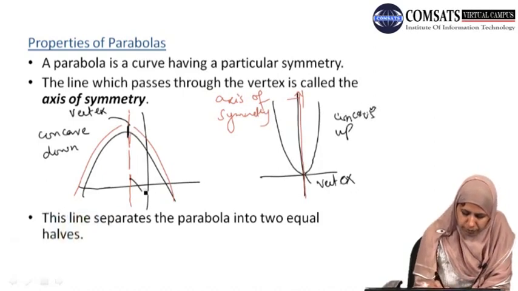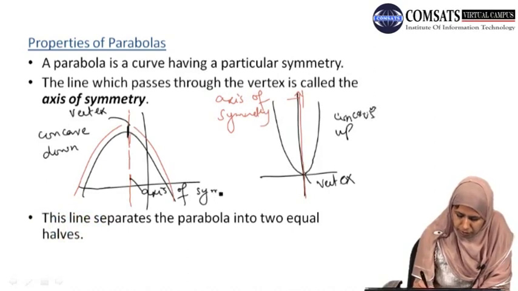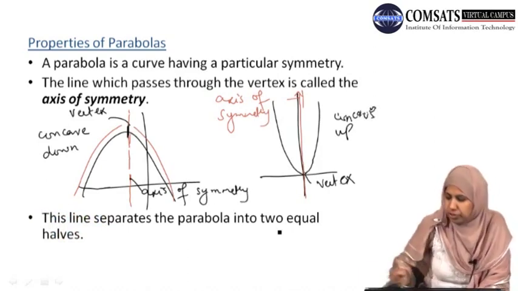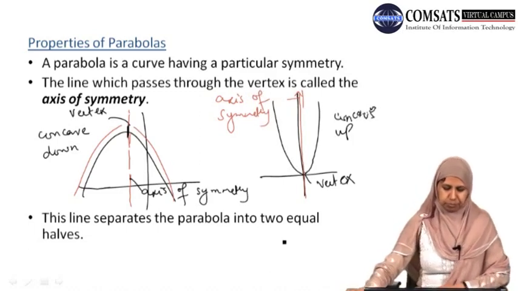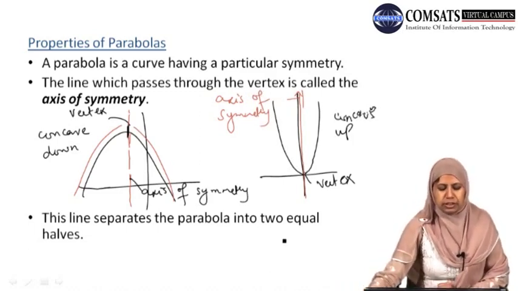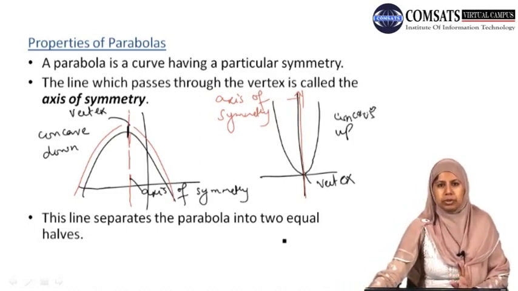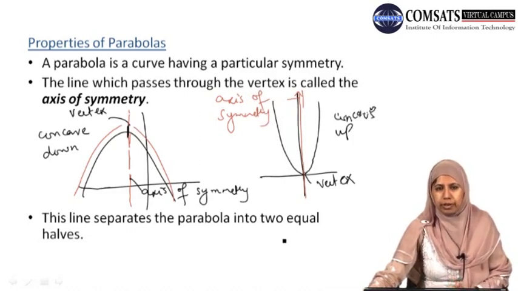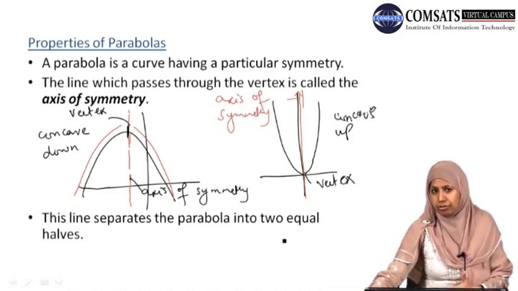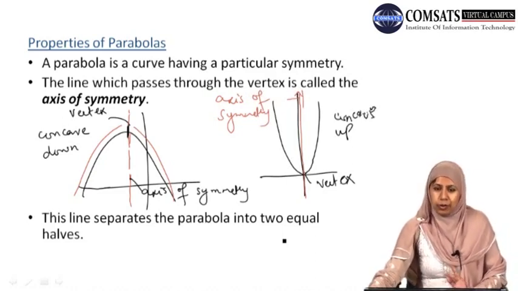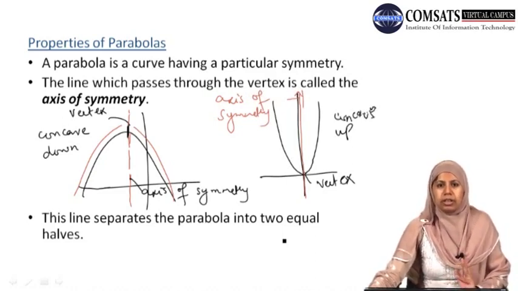And this is our axis of symmetry in this case. Now we have studied 4 properties of parabolas: when they are concave up, when they are concave down, what is the vertex of a parabola, what do we mean by the symmetry in terms of the axis of symmetry.